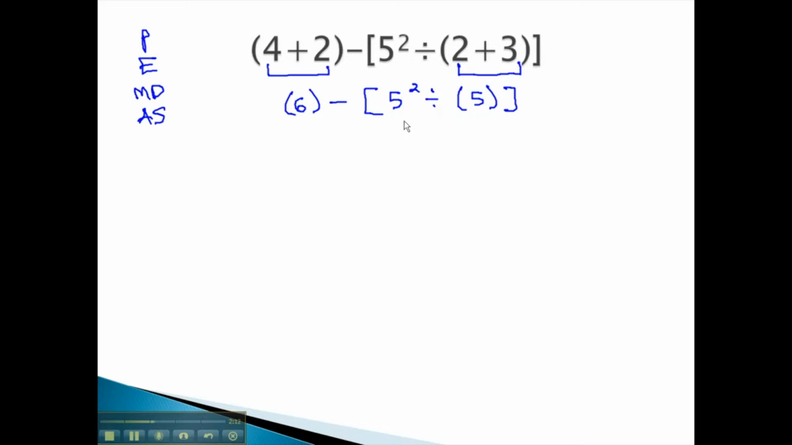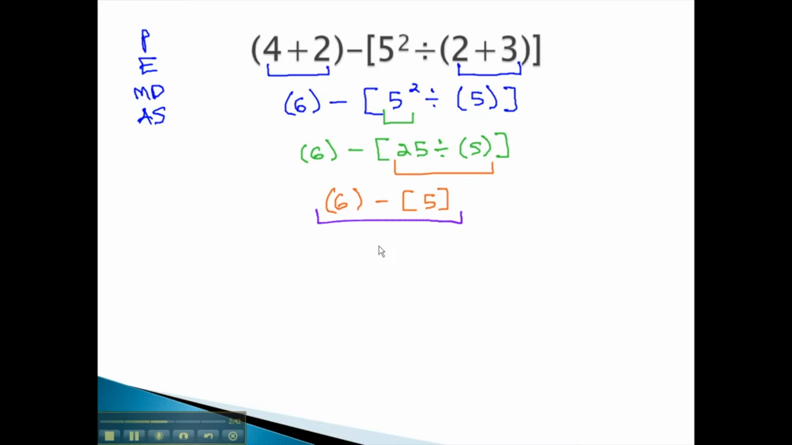We still have another parentheses to work with, and inside the parentheses, order of operations tells us to do exponents before we divide. So we'll do the exponent, 5 squared, first, giving us 6 minus 5 squared is 25, divided by 5. And finally, we're now ready to finish the parentheses by dividing. We now have 6 minus 25 divided by 5 is 5. And we're almost done. 6 minus 5 is 1. So we start with the innermost parentheses, and using order of operations, we work outward.